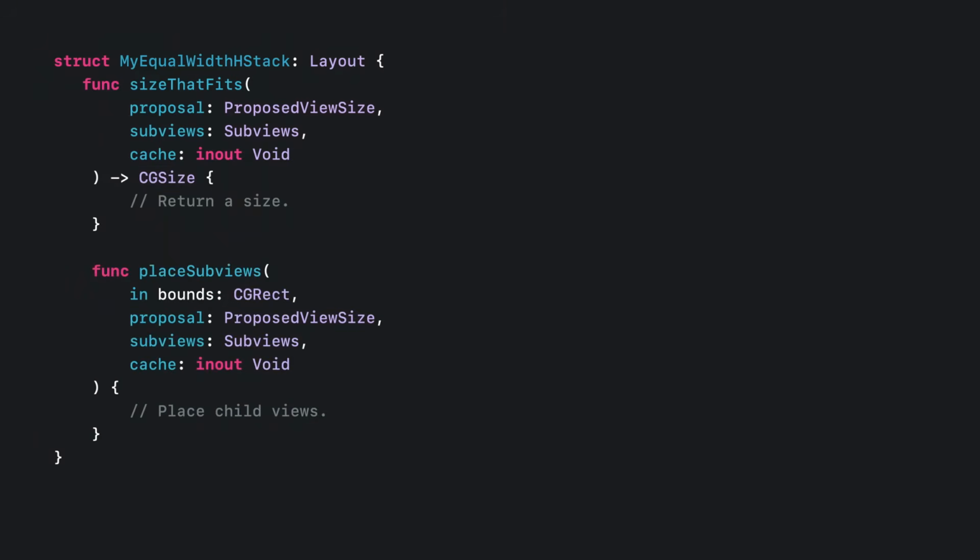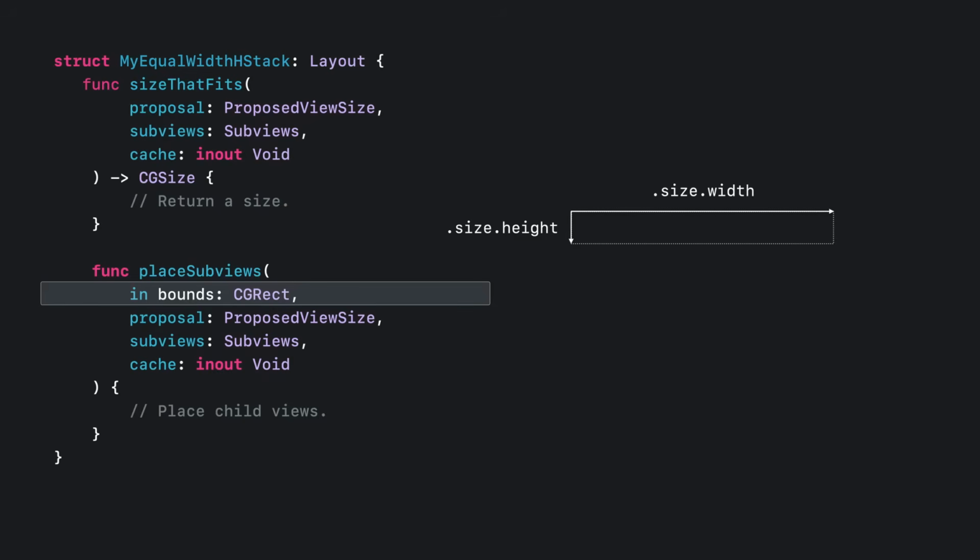The second method that I have to implement is placeSubviews. I'll use this to tell my layout subviews where to appear. This method takes the same size proposal and subviews inputs, and it also takes a bounds input that represents the region that I need to place my subviews into. Bounds is a rectangle that has the size that I asked for in my sizeThatFits implementation. Remember, views pick their own size in SwiftUI, so my layout container will get the size that it asks for.